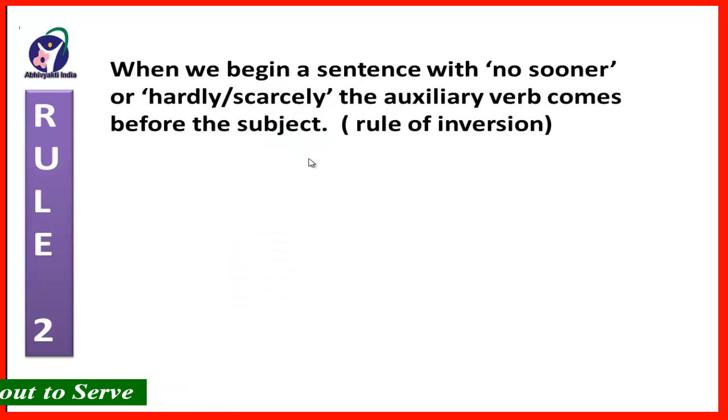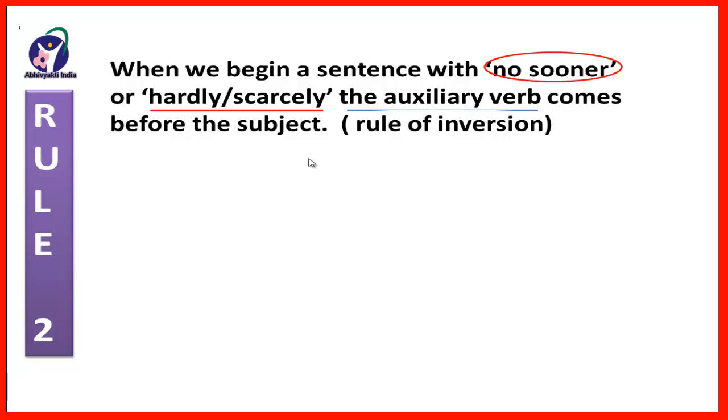Now the second rule is that when we begin a sentence with no sooner or hardly, scarcely, then the auxiliary verb comes before the subject, and this rule is called the rule of inversion. Remember, when we begin a sentence with no sooner or hardly, scarcely, the auxiliary verb comes before the subject.